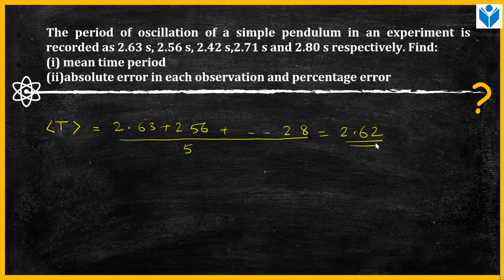Then you can find out absolute error in different cases. In the first case, the absolute error will be 0.01. In the second case, the absolute error will be 0.06 and so on. Yes or no? Yes, sir. Then you can find out the mean. I hope you can do this simple calculation. What is the mean of all these errors?